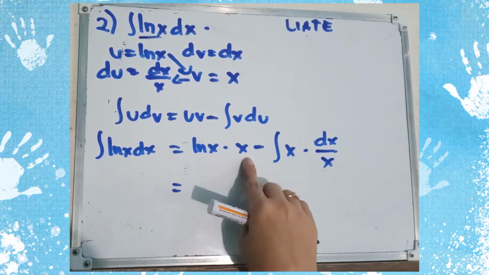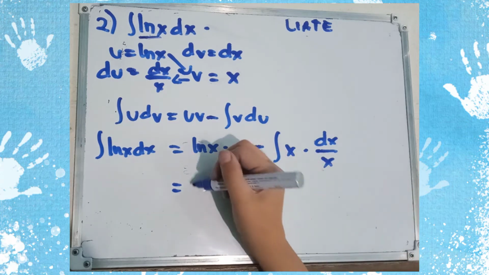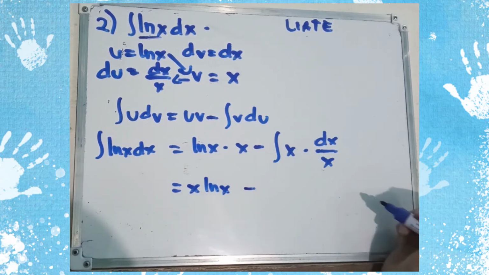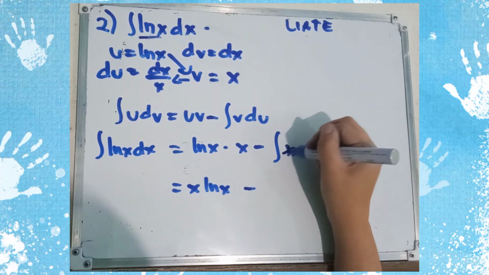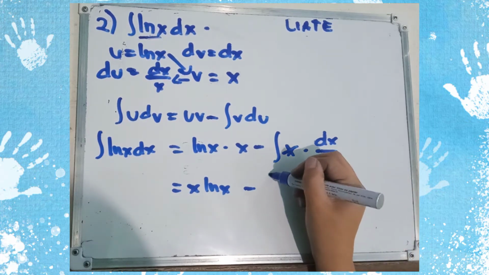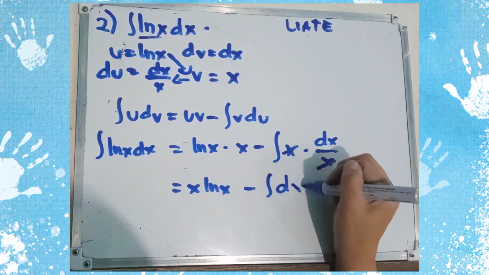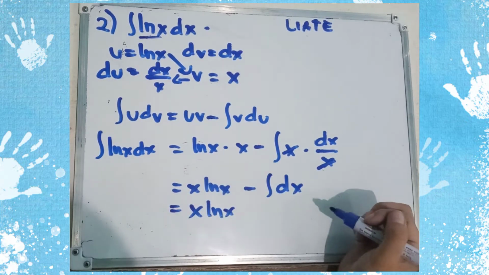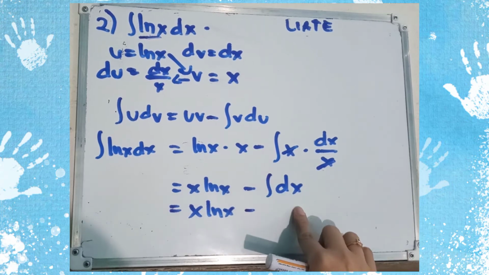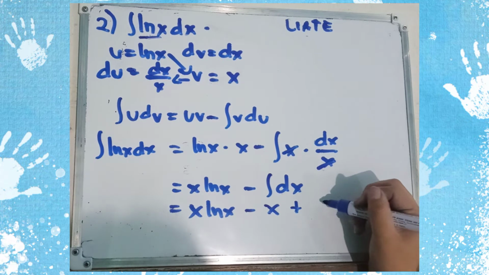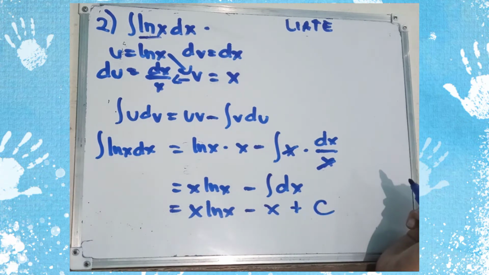So simplifying, that's x ln x minus, we can cancel this one, cancel that one, so we'll be left with the integral of dx. Further simplifying, that's x ln x minus the integral of dx, which is simply x. Then don't forget our constant of integration, c.